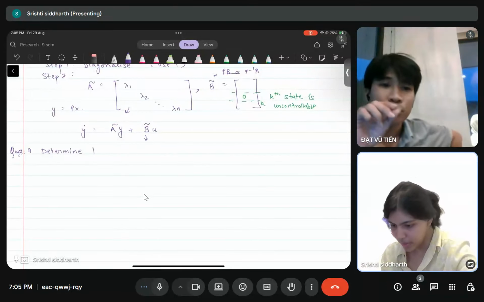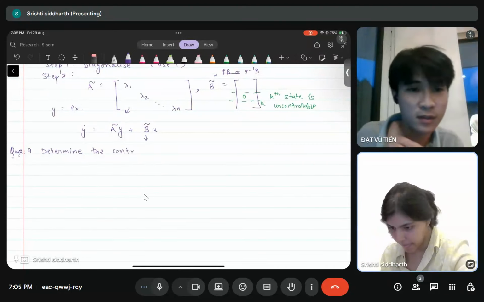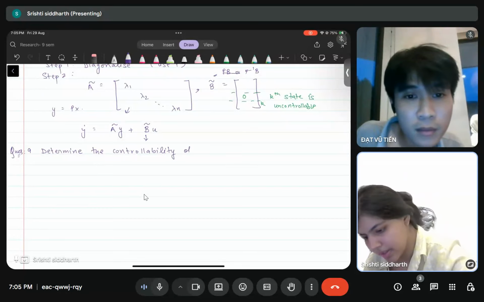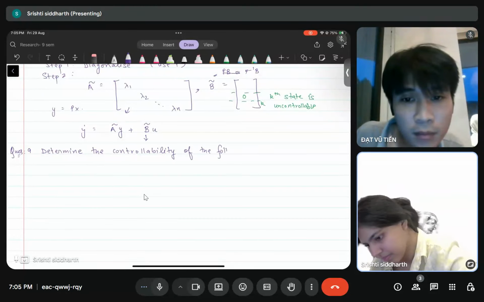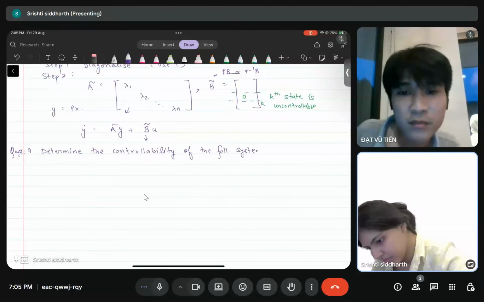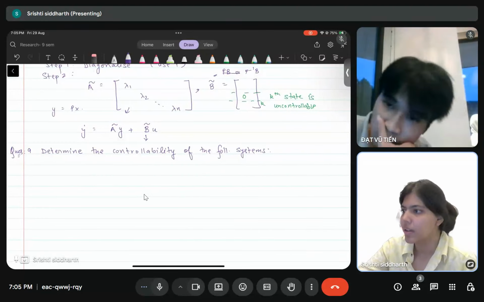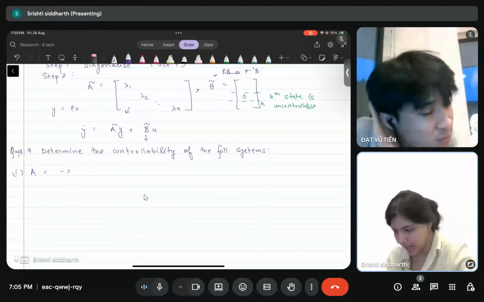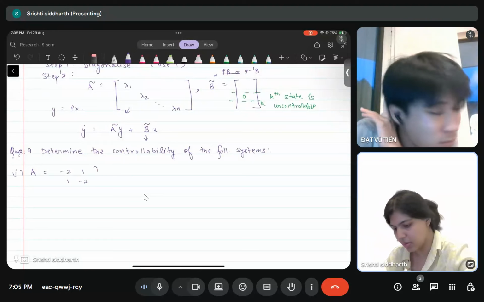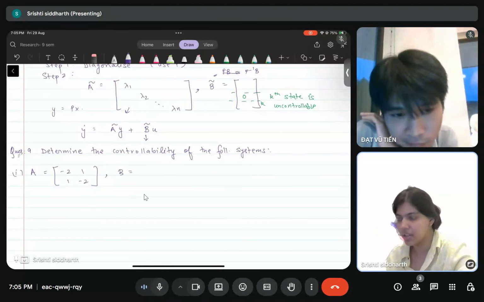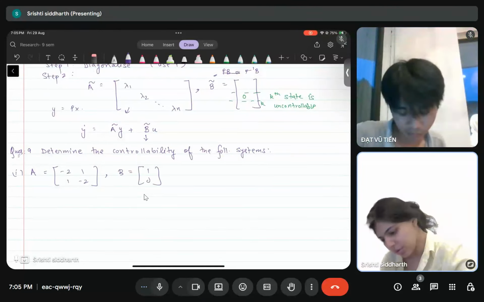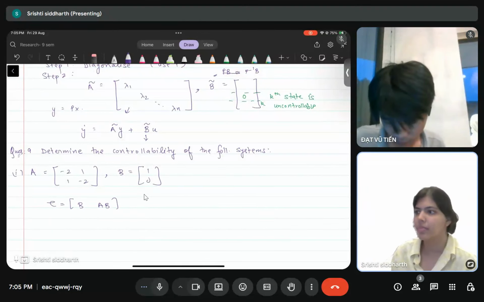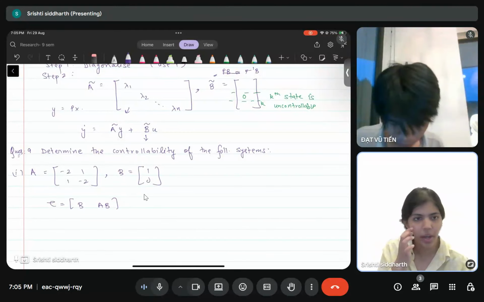So determine the controllability of the following systems. The first one is a second order system. A is -2, 1, 1, -2. We also need B, so B is 1, 0. So all we need is B and AB. And now we have to figure out the rank of this matrix.